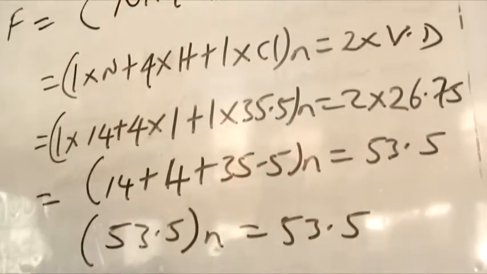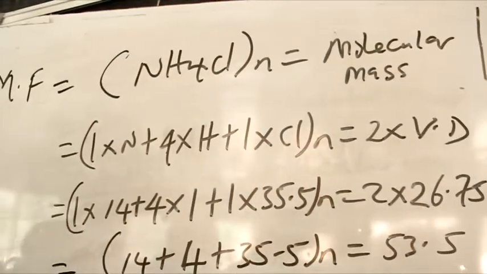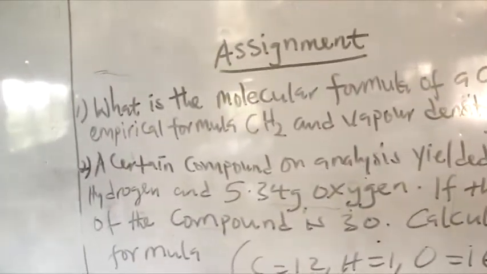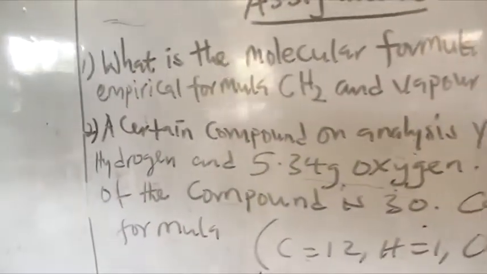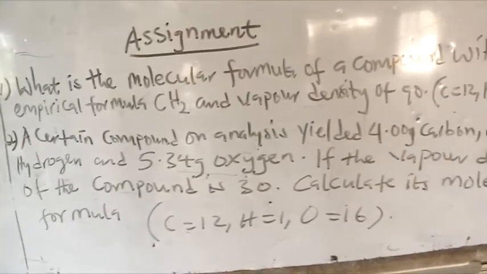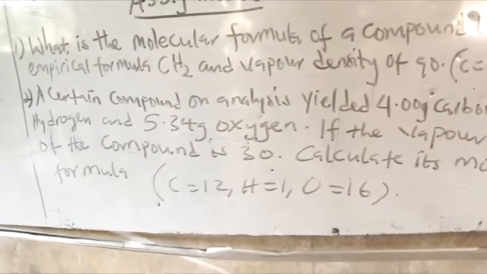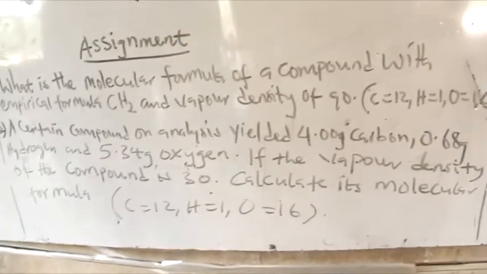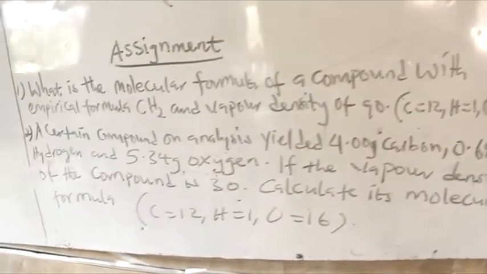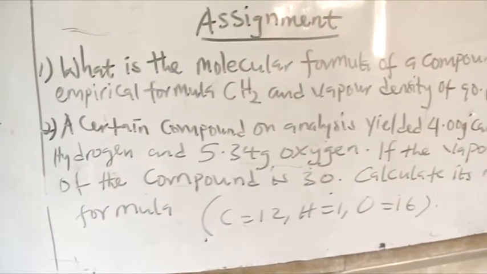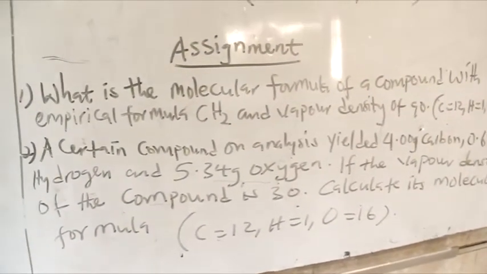So you can have this as your assignment. Do the following assignment and submit to our comment box. What is the molecular formula of a compound with empirical formula CH2 and vapor density of 90? A certain compound on analysis yielded 4.00 grams carbon and 0.68 grams hydrogen and 5.34 grams oxygen. If the vapor density of the compound is 30, calculate its molecular formula.